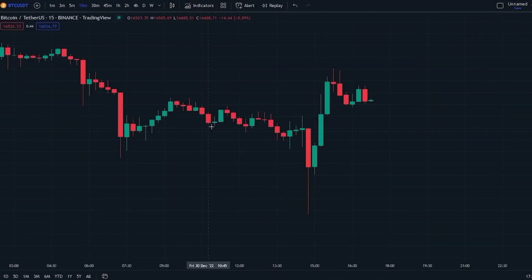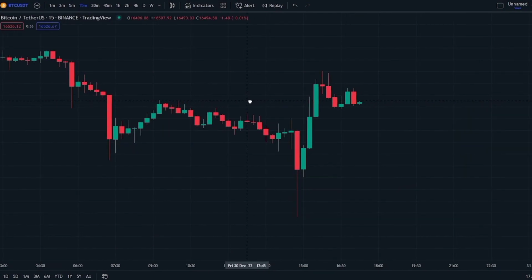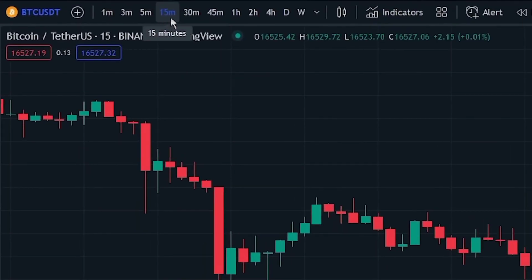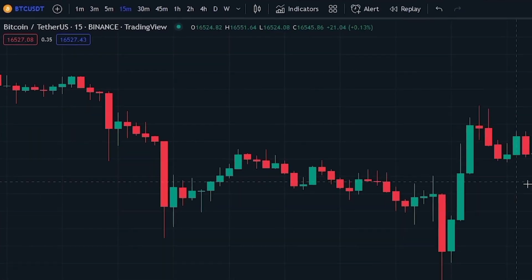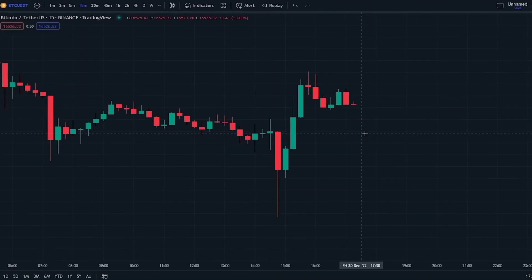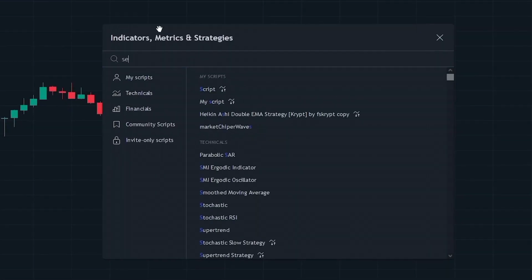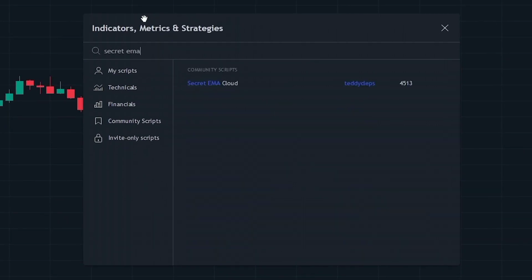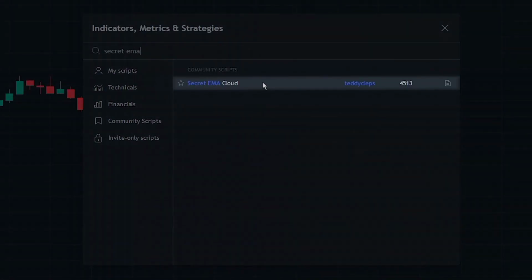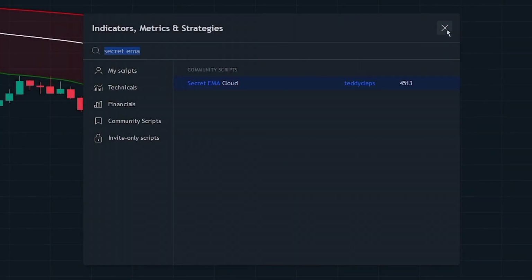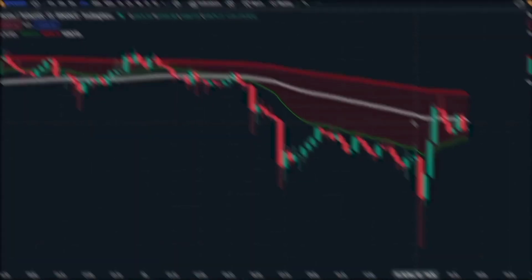We backtested the strategy on the 15-minute timeframe, so let's first select this timeframe. Now let's add the indicators to the chart. Navigate to the Indicator Search tab and search for the secret EMA Cloud indicator. Select the indicator made by Teddy Kleps and add it to the chart. Now let's take a look at how we will be using this indicator.